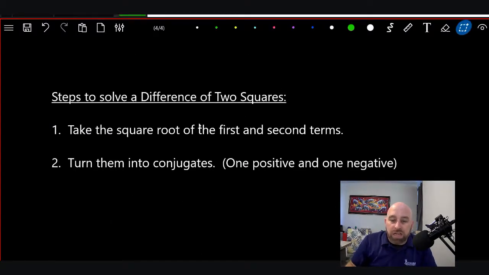All right, so let's look at how to actually factor these. So we know how to identify them. We know what they look like now. Well, the steps to solving the difference of two squares is really just two steps. Number one, take the square root of the first and second term. So we're going to square root the first term, square root the second term. Then we're going to turn them into conjugates. We're going to have one positive and one negative. Okay? So, two steps. Square root the first and second terms. Step number two, turn it into a conjugate.